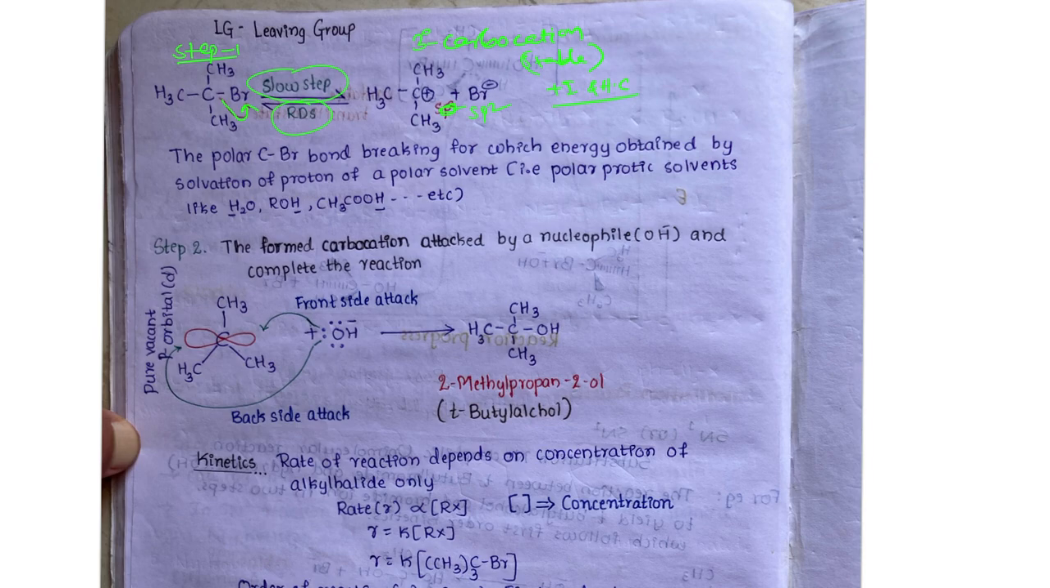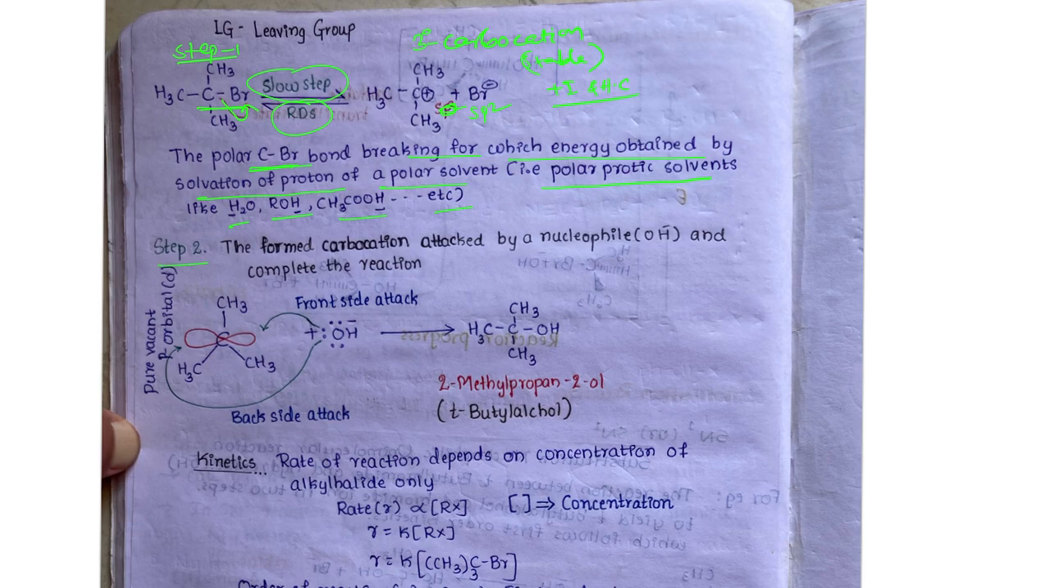Next, the polar carbon-bromine bond. This carbon-bromine bond breaks with the energy obtained by solvation of the proton of a polar solvent, that is called a polar protic solvent. Which type of solvents are required here? Water, this polar protic solvent, all alcohols, acetic acid, etc. So keep in mind, polar protic solvent means the solvent which gives the proton.